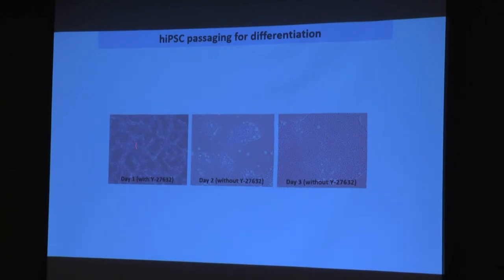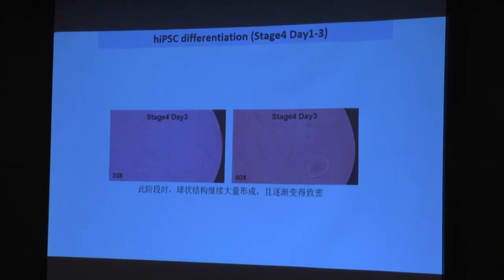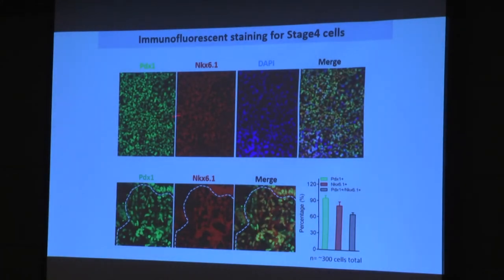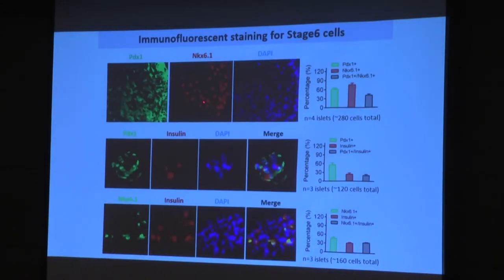That's just to show the iPS, when they settle down, how they form the monolayer. And after they are induced, it takes about 7 stages. In stage 3, some of the cells become balloon-like and start to detach from the surface. And in stage 4, they show developmental marker changes, which fit the human embryonic development. So in stage 6, we can see the islet we formed can generate insulin.